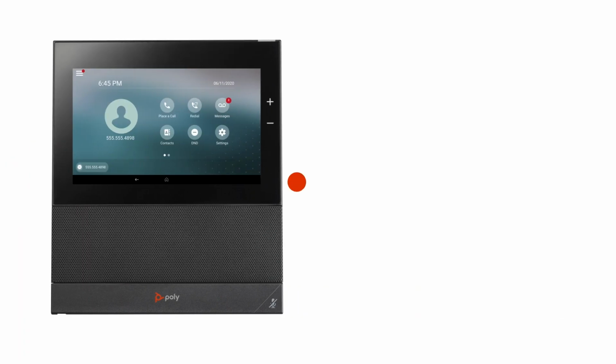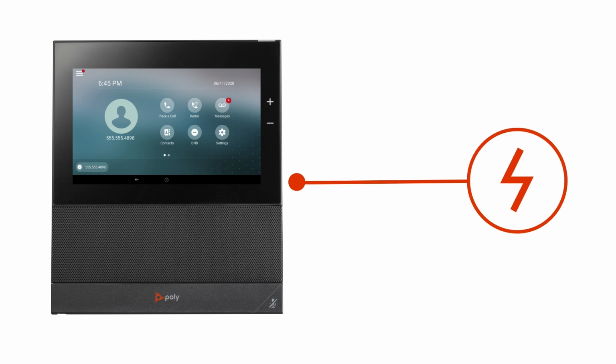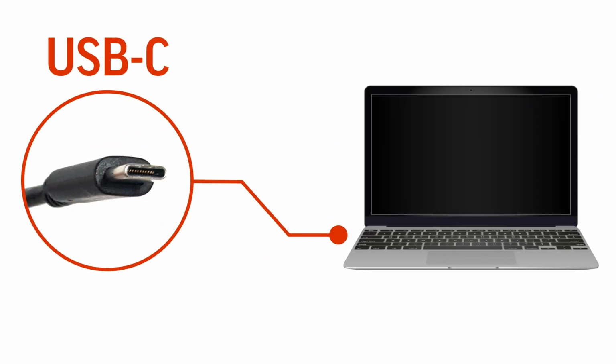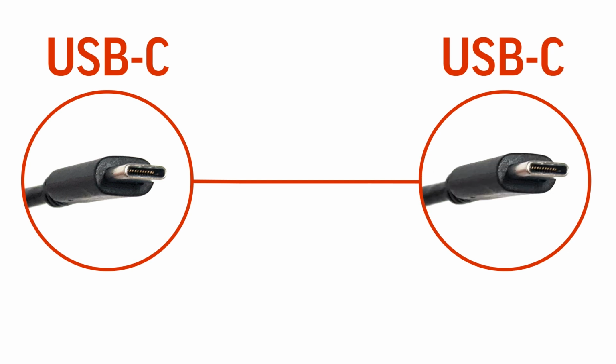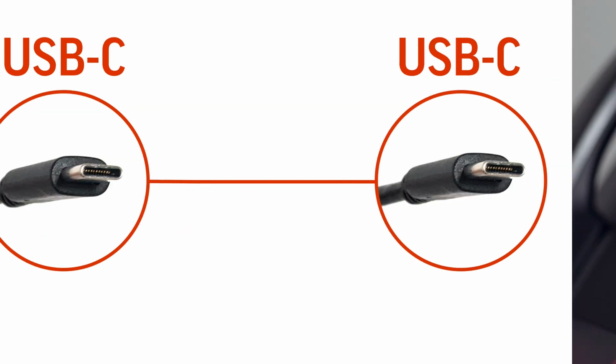To set up USB audio, first ensure that the phone is plugged into a power source. The phone cannot be powered through the USB cable. Next, you need a USB cable with USB-C on one end and a USB connector that is compatible with your computer on the other end. This may be a USB-A or USB-C connector depending on your computer.